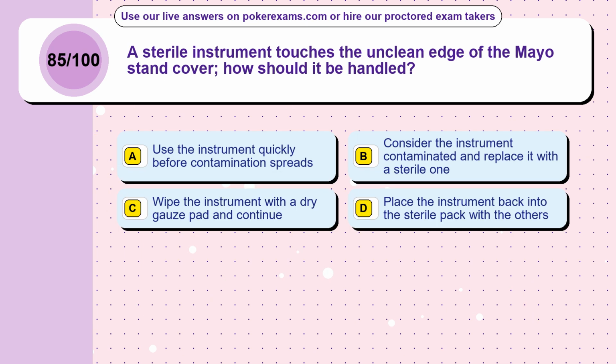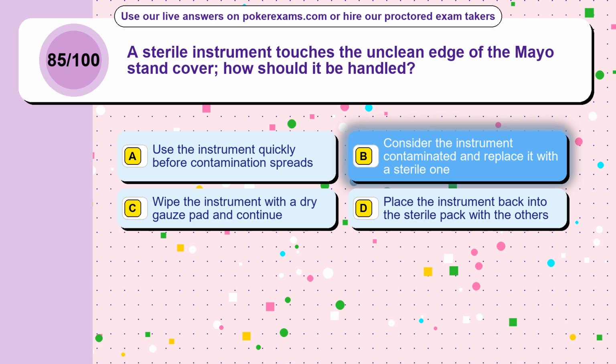Question 85. A sterile instrument touches the unclean edge of the Mayo stand cover. How should it be handled? Option A, use the instrument quickly before contamination spreads. Option B, consider the instrument contaminated and replace it with a sterile one. Option C, wipe the instrument with a dry gauze pad and continue. Option D, place the instrument back into the sterile pack with the others.